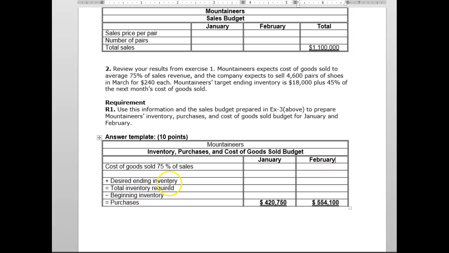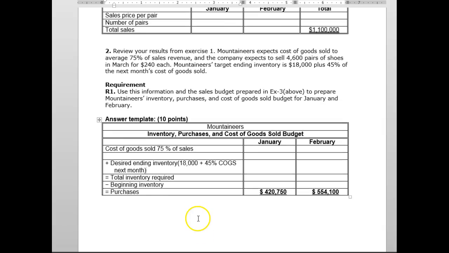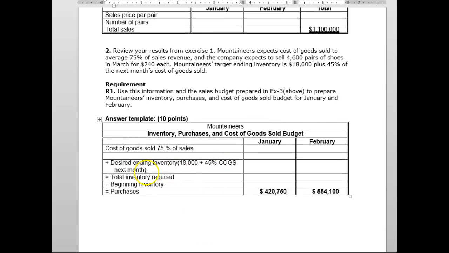Their desired ending inventory is a little trickier because it's going to be $18,000 plus 45% of the COGS for the next month. And you kind of go, huh? So what does that amount to? How do you figure that? Well, you've got to find the numbers. 45% of the cost of goods of the next month.